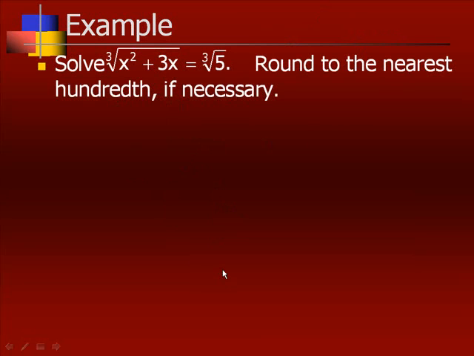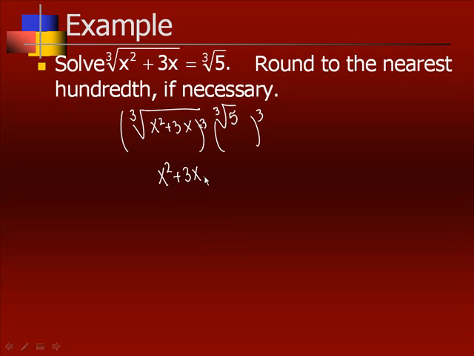Okay, let's do another one. This one's a cube root. So solve the equation. The third root of x squared plus 3x equals the third root of 5. Now, our power property says, sure, we can go through here and cube both sides. The third root and the cube would cancel, so we would get x squared plus 3x. The third root of 5 cubed would just give us 5. Now, remember, because we took both sides to the third power, we need to go back and check our solution.